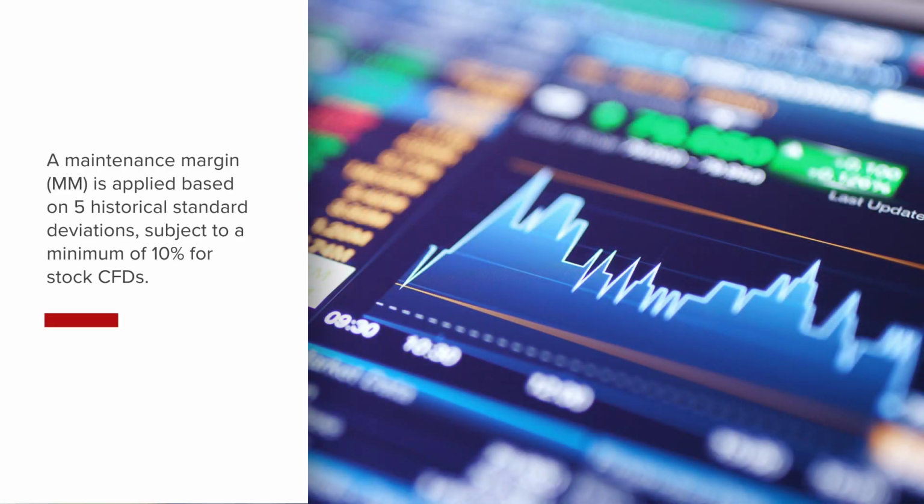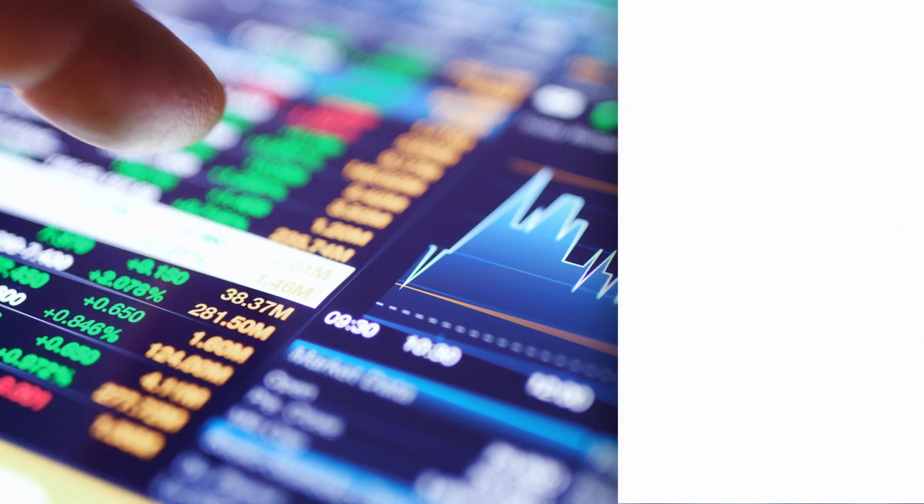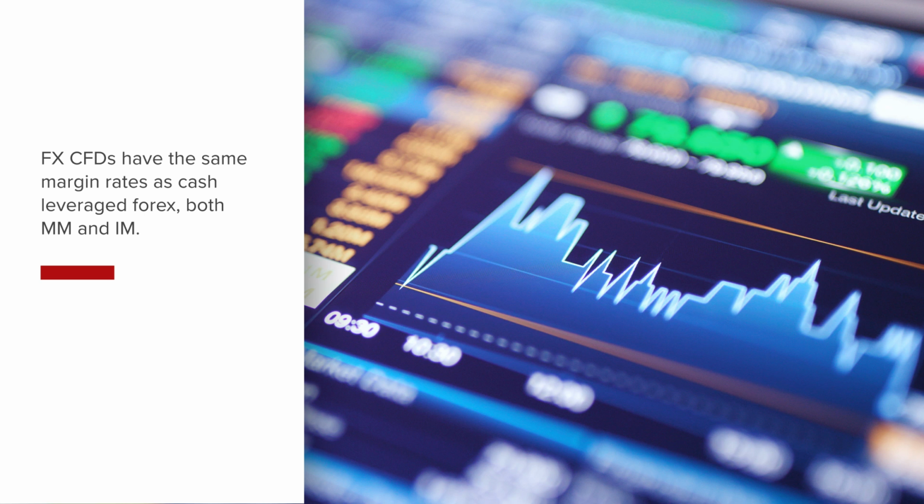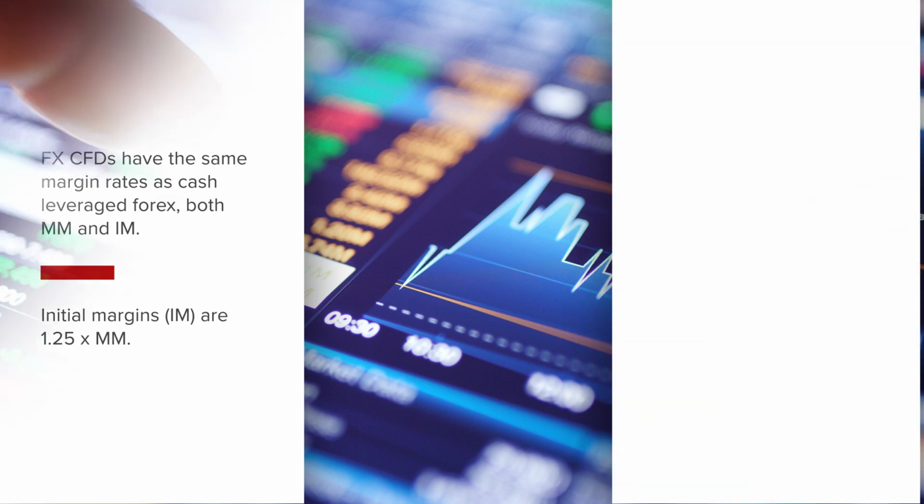A risk-based maintenance margin is applied based on 5 historical standard deviations, subject to a minimum of 10% for stock CFDs. Index CFDs are margined at the prorated requirement for the corresponding future, subject to a 5% minimum. FX CFDs have the same margin rates as cash-leveraged Forex, both maintenance margin and initial margin. Initial margins are 1.25 times maintenance margin.